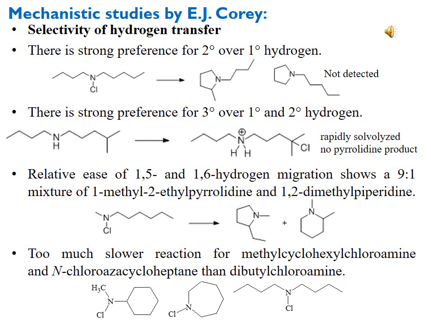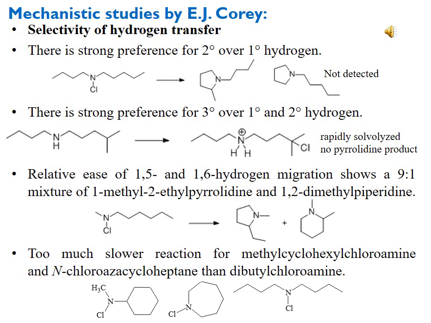Next is the relative ease of 1,5 and 1,6 hydrogen migration. It shows a 9-1 mixture of 1-methyl 2-ethyl pyrrolidine and 1,2-dimethyl piperidine. The mixture is shown here, and you can see the substrate. There are chances of a 6-membered ring and chances of a 5-membered ring, but the 5-membered ring has been given preference. The reason can be explained through the stable 6-membered transition state, which follows the chair form of the cyclohexane species and moves into the product side.